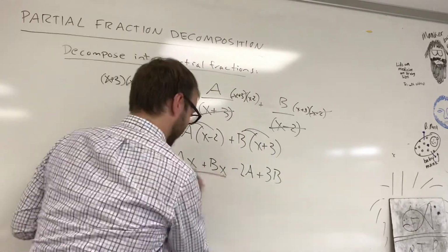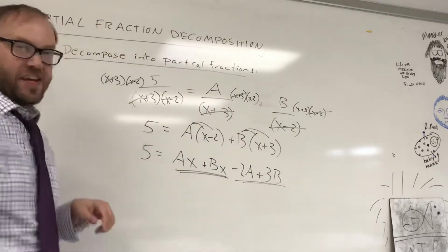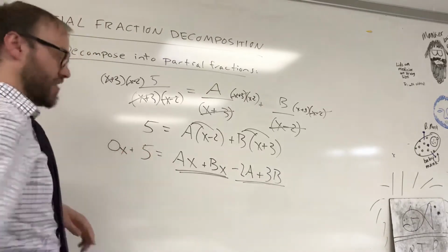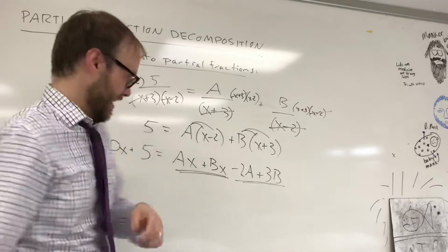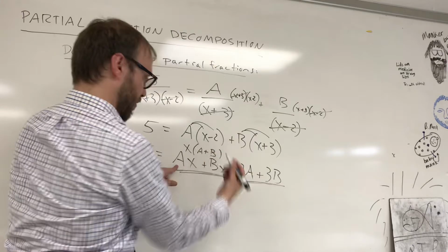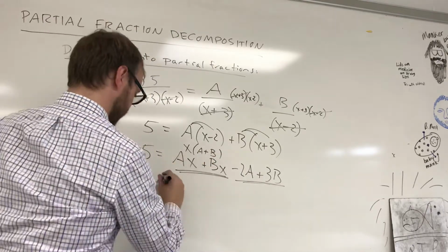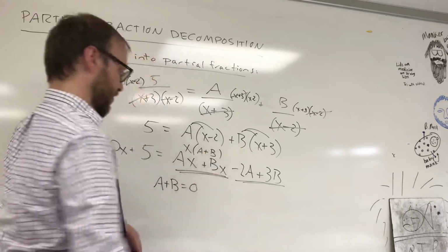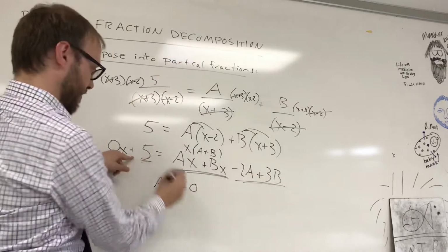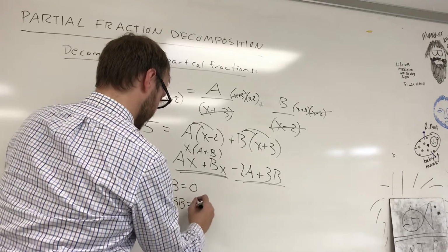Okay, we have x terms, we have constant terms. Notice, it's just equal to a constant term here. There is no x term. Technically, this is 0x plus 5. What that tells me is my two x terms, and this is really x times the quantity a plus b if you want to factor it, I'm supposed to have a 0 coefficient with my x. So that tells me a plus b has to equal 0. Meanwhile, my constant terms need to add up to give me 5. So negative 2a plus 3b needs to add up to give me 5.